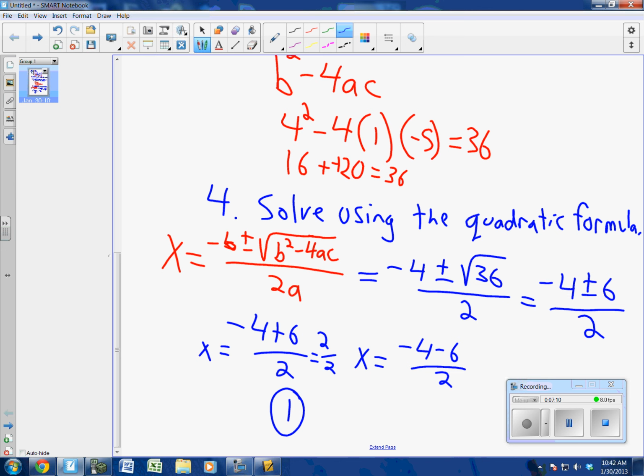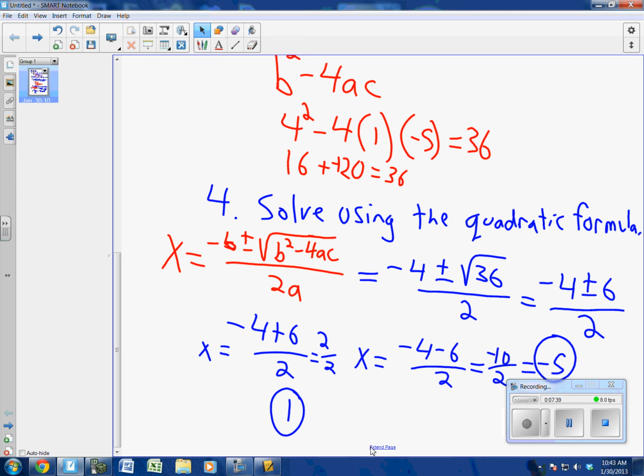Remember, the graph went through positive 1. Okay. And negative 4 minus 6 is what, everybody? It's negative 10. Divided by 2 is what, everybody? Negative 5. There's my other solution. You guys, when you graph this on your calculator, where did it cross the x-axis? 1 and negative 5. There are your solutions right there.